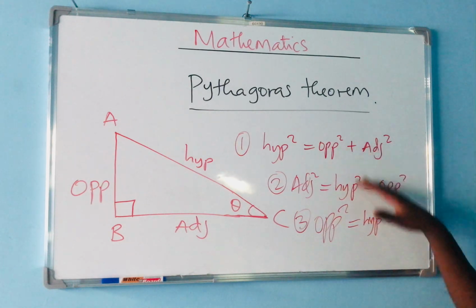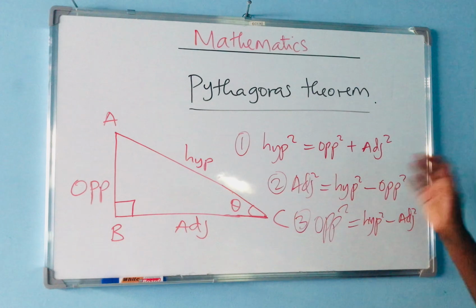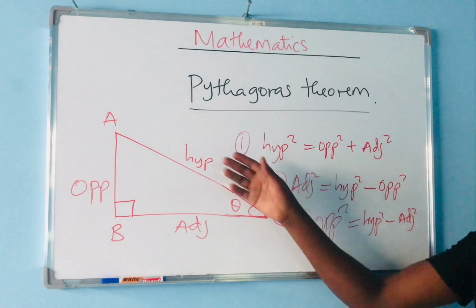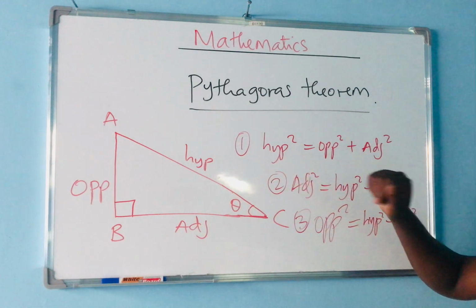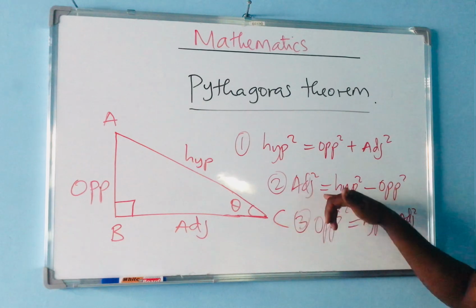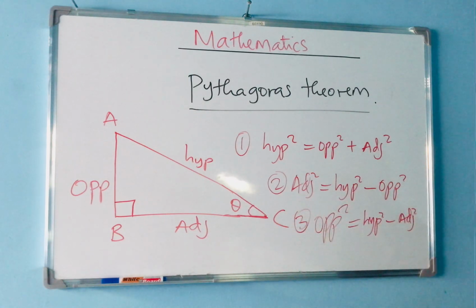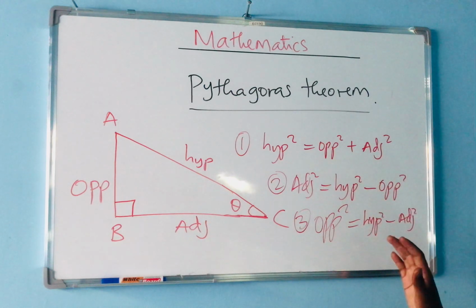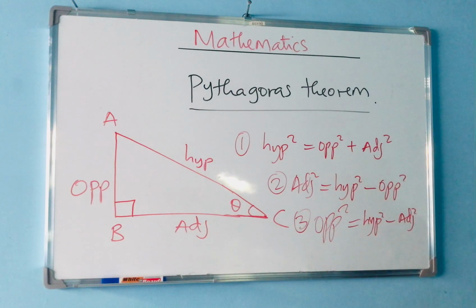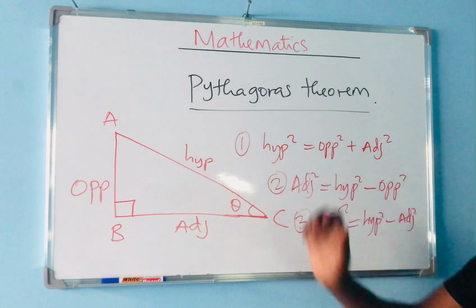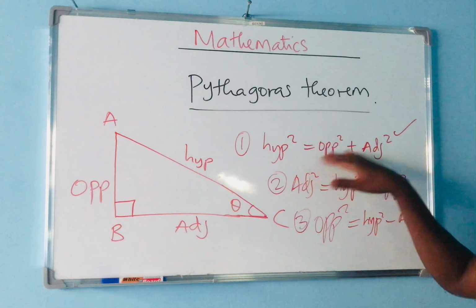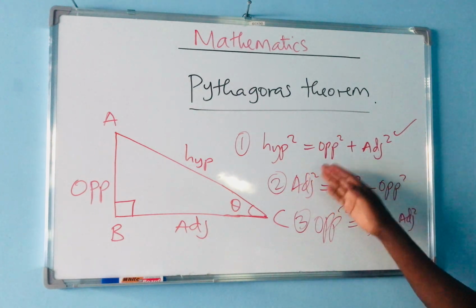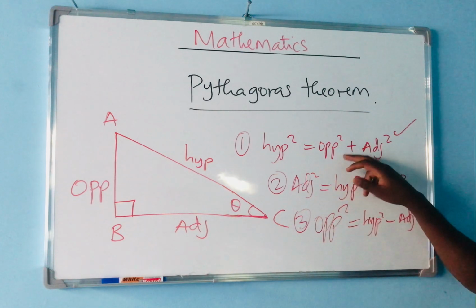So these are the formulas that you use when you are solving Pythagoras theorem that involves a right angle triangle. You might have a situation where you don't have the hypotenuse, the adjacent, or the opposite, and what you do is use the formula that we have here. Now that we understand Pythagoras theorem, the most used formula is this one. You can use the first case to derive all these formulas.